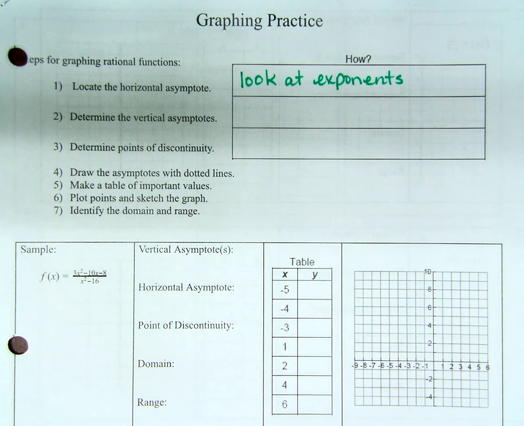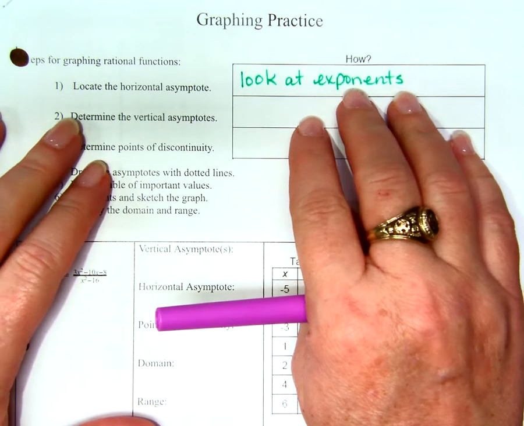If the degree of the numerator is greater, tell me about the horizontal asymptote. If the numerator is greater, there's not one, right? What if the denominator is greater? That's at y equals 0, right? What if the degrees are the same? You look at the leading coefficient, right? You look at the number at the very front. So, you got that for horizontal?